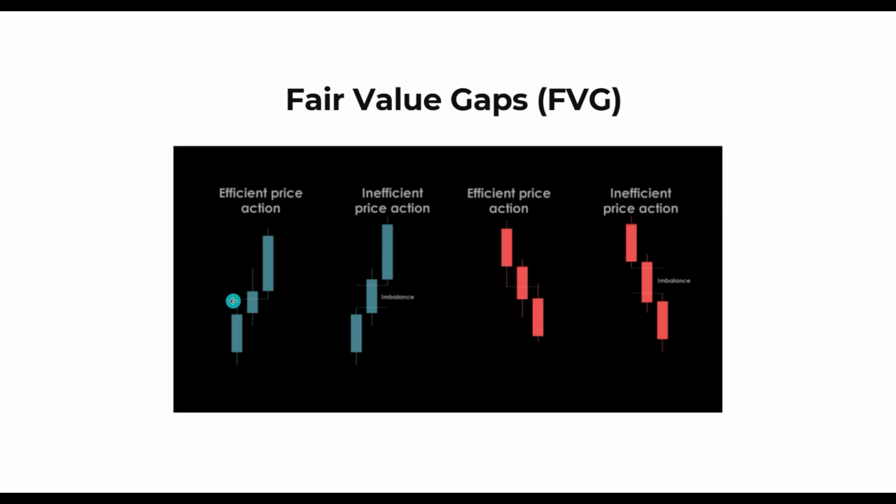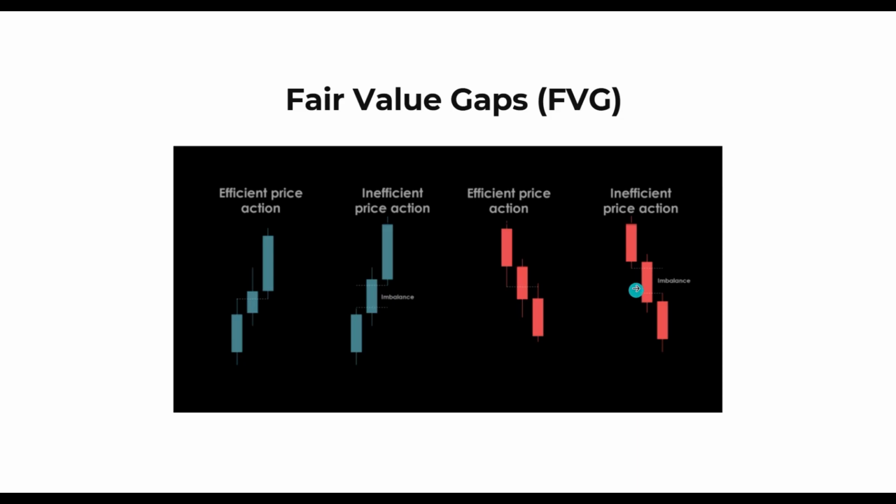Now, if you look here, the wick high of this candle and the wick low of the third candle, there is no space between them. That is the wick high of the first candle and the wick low of the third candle, so there's no space in between them, and we don't have a fair value gap here. This is where we have the fair value gap present, because there's a gap between the wick high of the first candle and the wick low of the third candle. And this is what we refer to as a fair value gap.